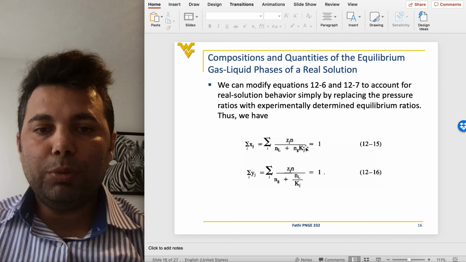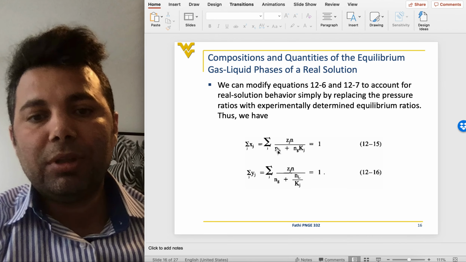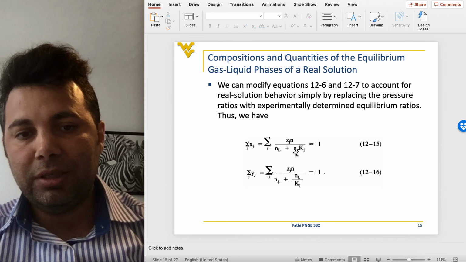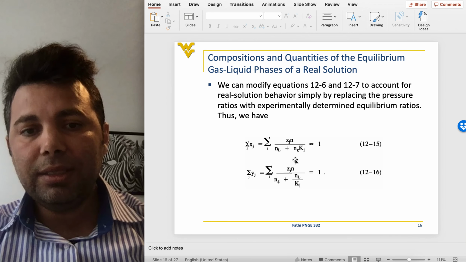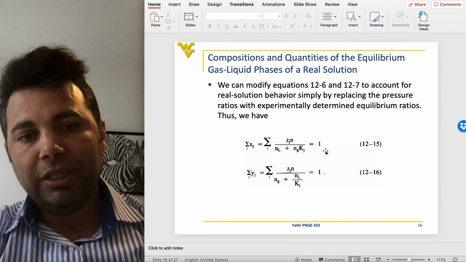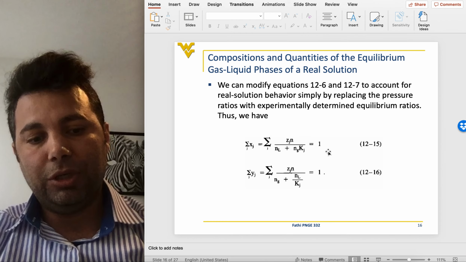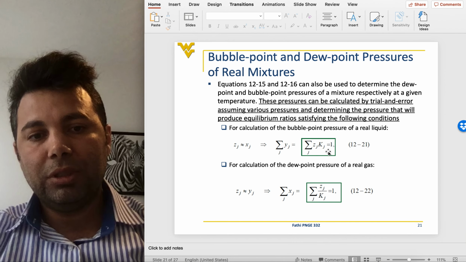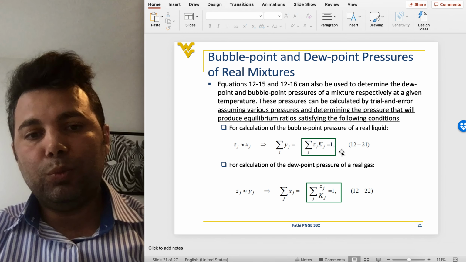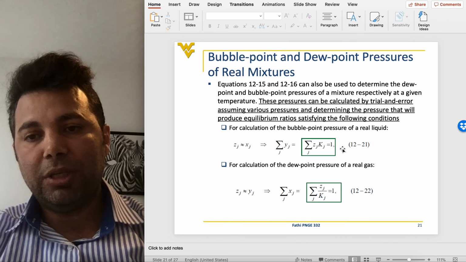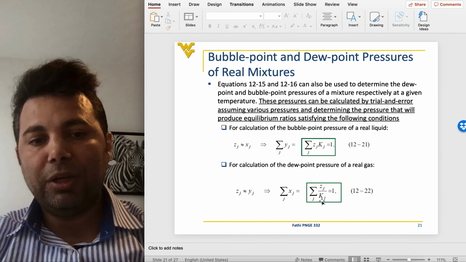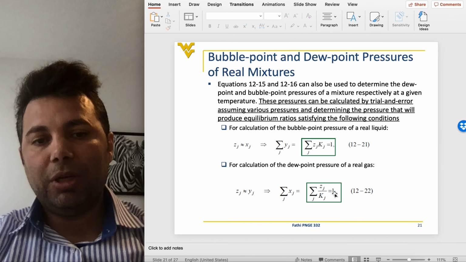The same goes for the dew point pressure. I know at the dew point, the last droplet of liquid is gone. So N_L is 0, N_g becomes equal to the capital N, and it cancels out. So what is the pressure at which, if I read the Kj, the summation of Zj over Kj becomes equal to 1? That's my dew point pressure. So we are going to look at these two cases. In the case of bubble point pressure, I need to find the pressure at which Zj times Kj becomes equal to 1. In the case of dew point, I need to find the pressure at which Zj over Kj becomes equal to 1.